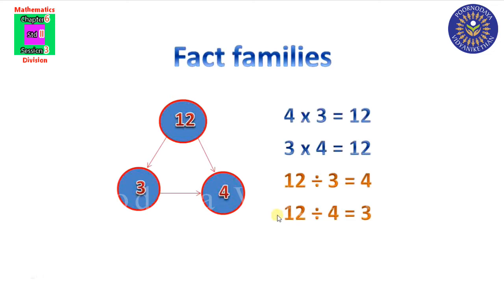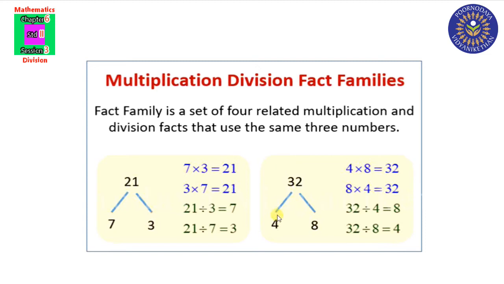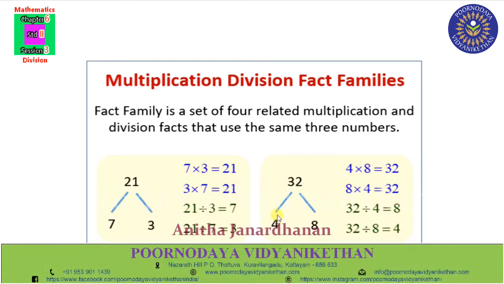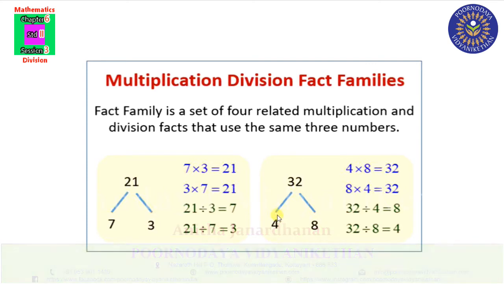Which are the fact families? 4 into 3 is equal to 12. 3 into 4 is equal to 12. 12 divided by 3 is equal to 4. 12 divided by 4 is equal to 3. These are the fact families. Clear? So, what are the multiplication and division fact families? Yes, a fact family is a set of 4 related multiplication and division facts that use the same 3 numbers.